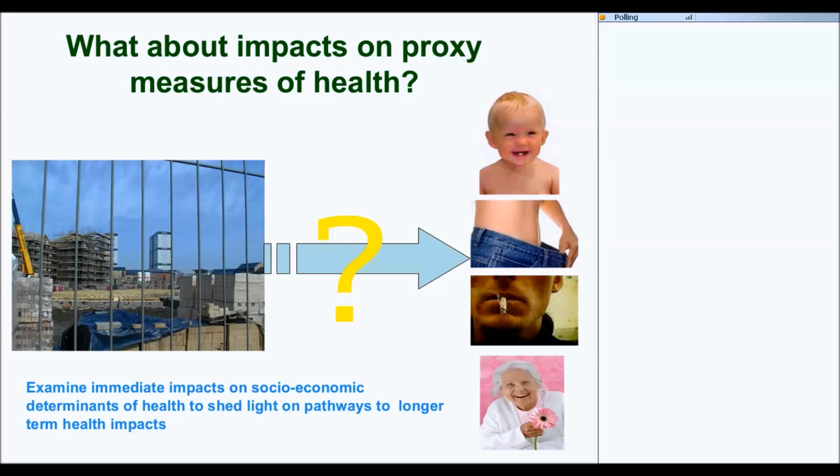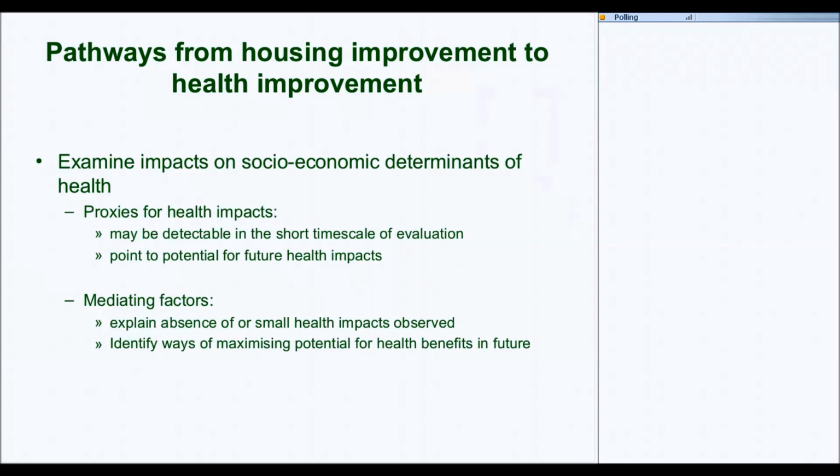But actually, we need to think a bit more carefully about the theory: why do we think that improving somebody's house would lead them to, for example, lose weight, do more exercise, reduce smoking, and have healthier children? We don't know an awful lot about this, but we used the data from the review that we had to try and think more about it.